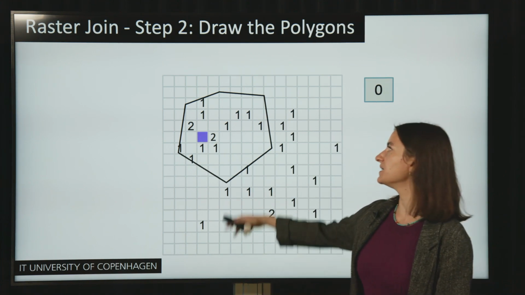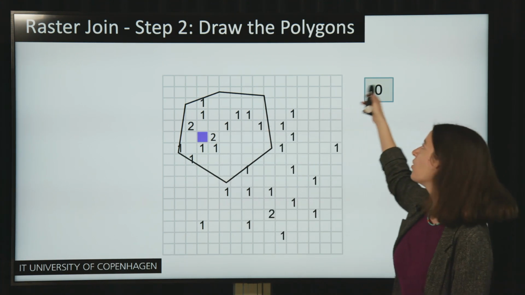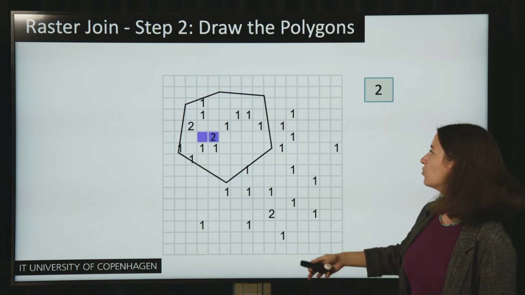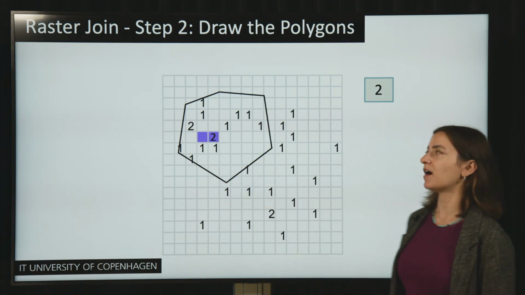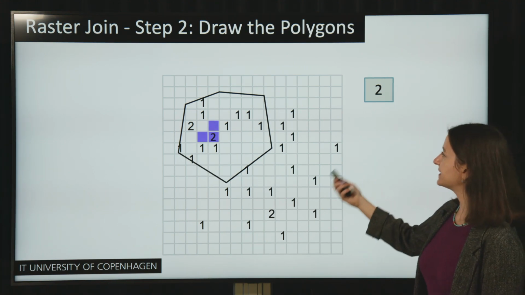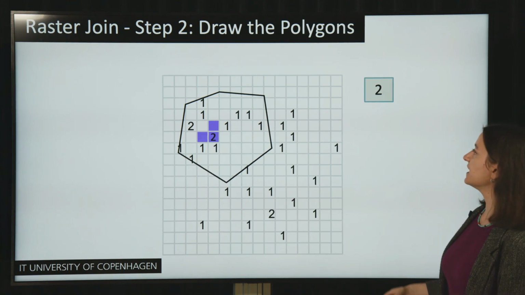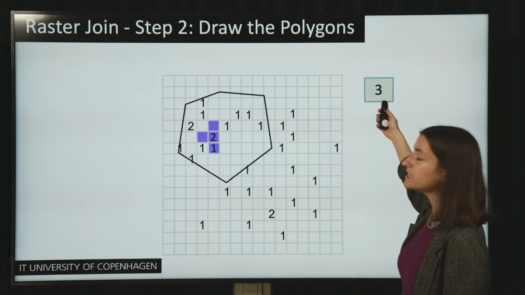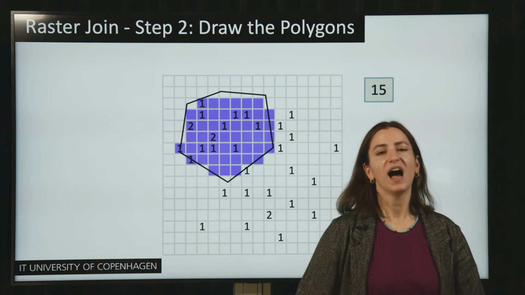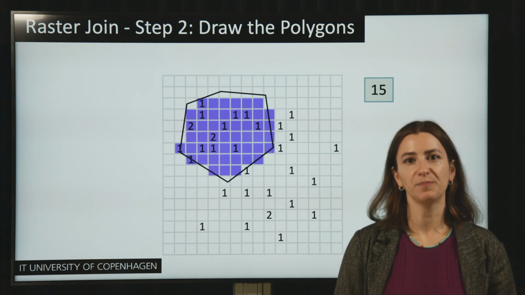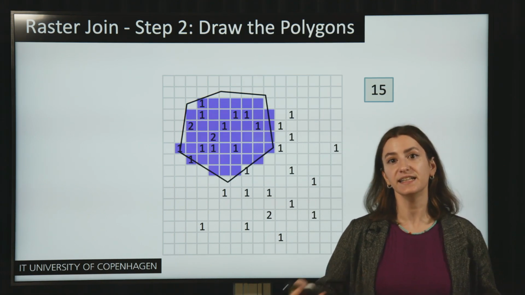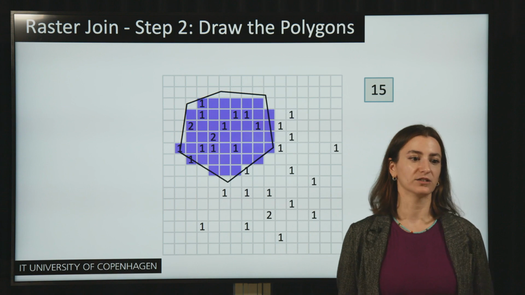So the first pixel has nothing in it, so I have a count of 0 for my polygon. Now I painted my next pixel and I found a 2. I add this to my polygon counter. I keep painting. There is nothing again, so my count doesn't increase. Now it increases to 1. And I continue. And once I have examined all the pixels that are covered by my polygon, I get a total of 15 here, and this is the aggregate result for that polygon.